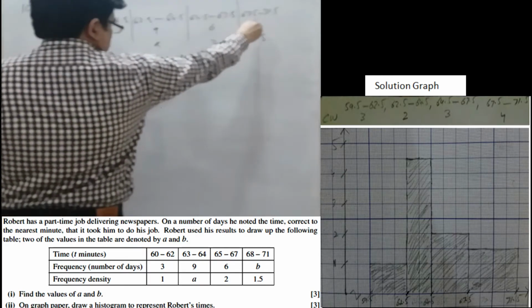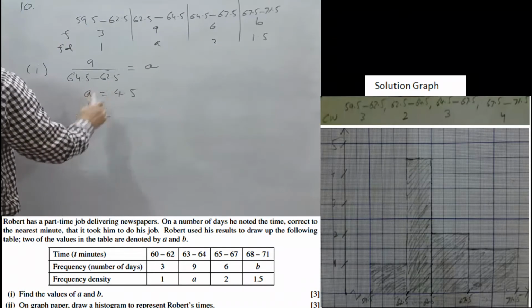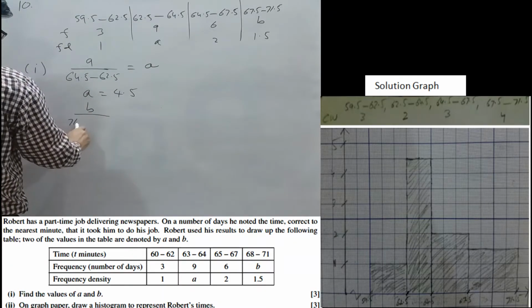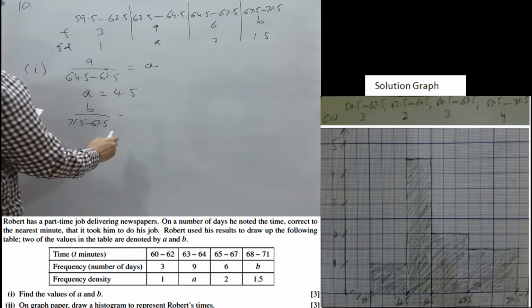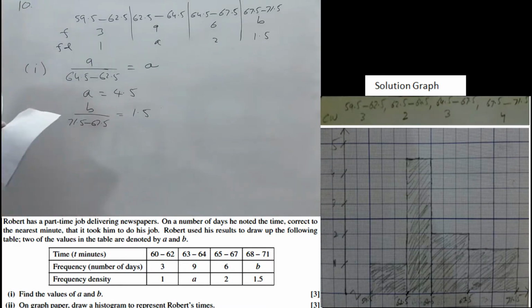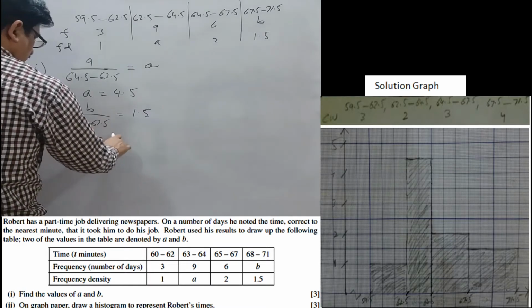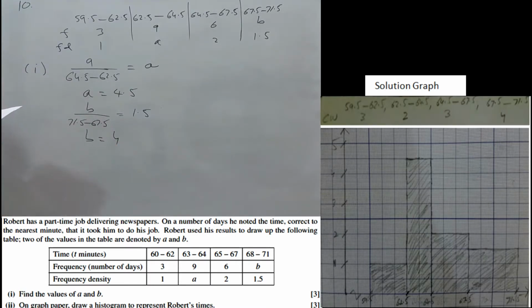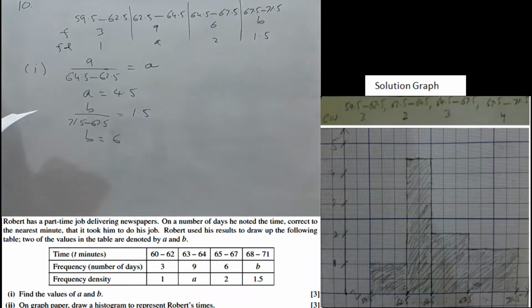Again, see this: frequency B divided by class width, 71.5 minus 67.5, is equal to the frequency density. Now from here you can get the value of B. This is 4 and this is 6. The value of B will be 6. You can find the values.